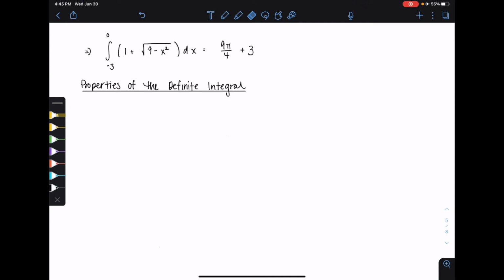So now that we've got a little bit of interpretation, let's consider some properties that these definite integrals have. We're going to look at just one of them kind of in detail. The rest of them we're not going to go through in the same manner.